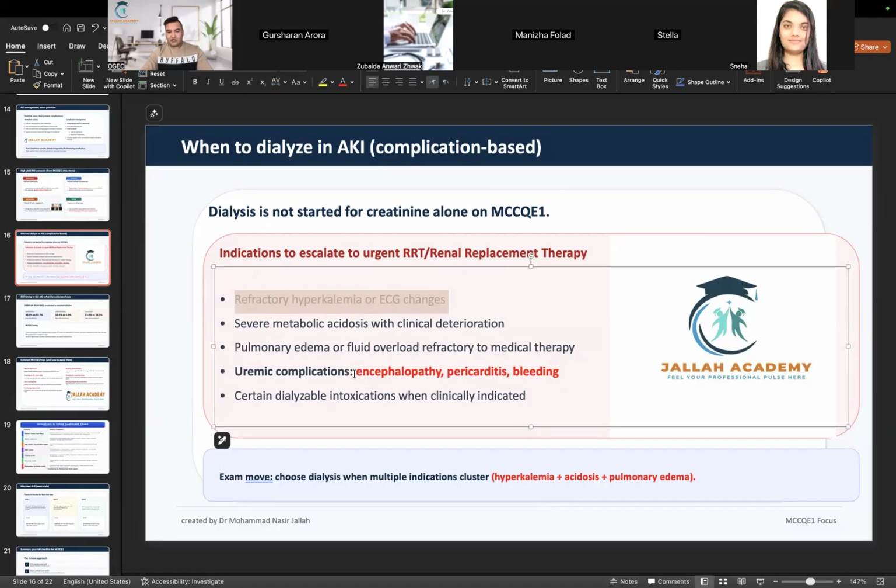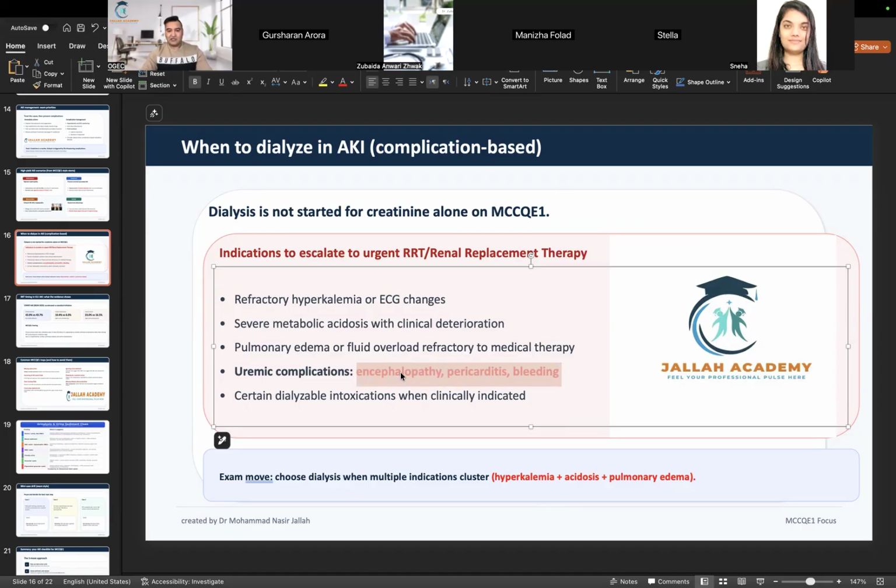So these are the times that you can do renal replacement therapy. For example, if you have hyperkalemia, but your hyperkalemia is not responding to the treatment, you're treating, but the patient is not improving. Or severe metabolic acidosis and the patient is deteriorating. Not only that, the patient develops encephalopathy, pericarditis, and bleeding. Out of all these, commonly tested are encephalopathy, pericarditis, and bleeding.